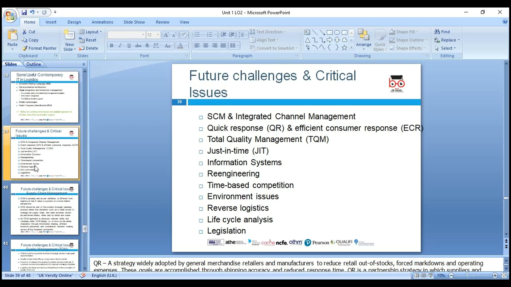That's the problem. Total quality management, just-in-time, information system re-engineering, time-based competition, environmental issues, reverse logistics, life cycle analysis, legislation, a lot of legislation. Here in the UK, for any electronic goods, up to 3 months our customers have a right to return. We have the Sale of Goods Act 1979: goods not fit for purpose have a right to return.